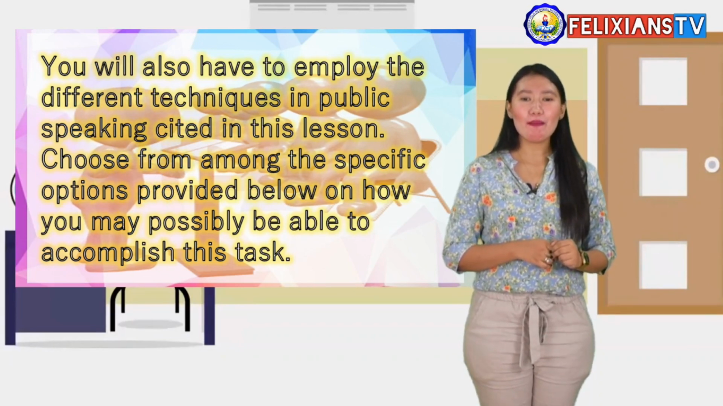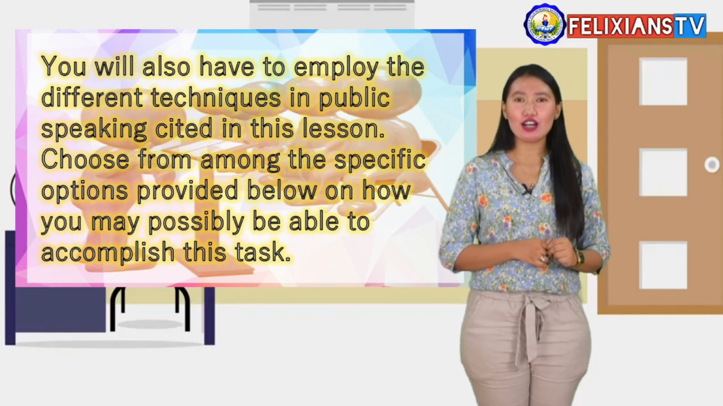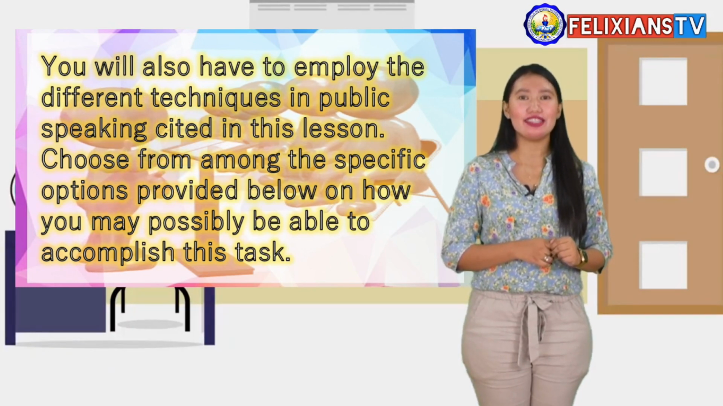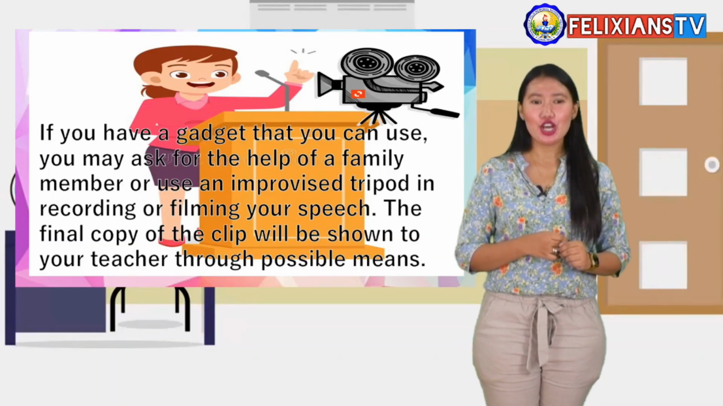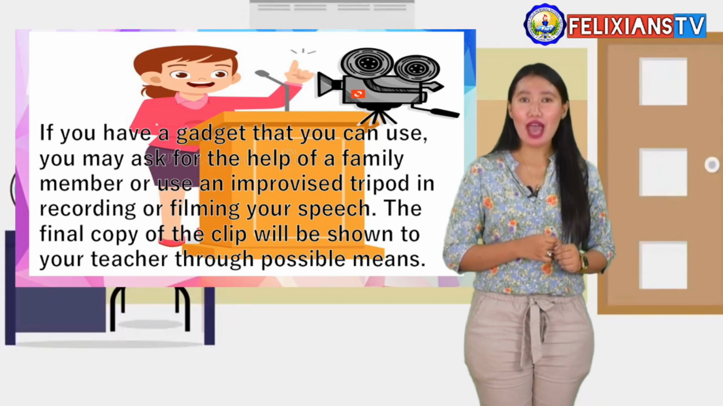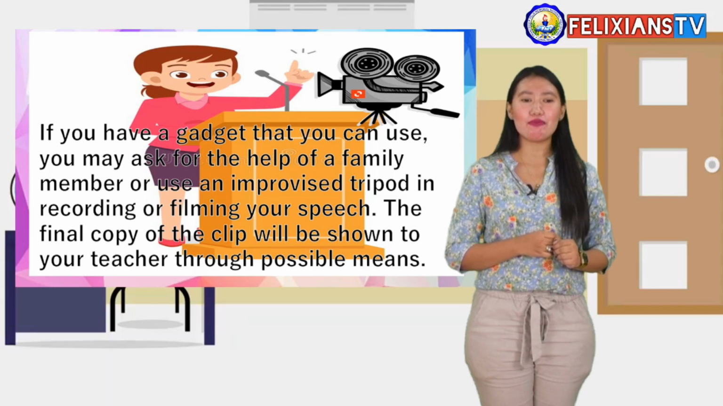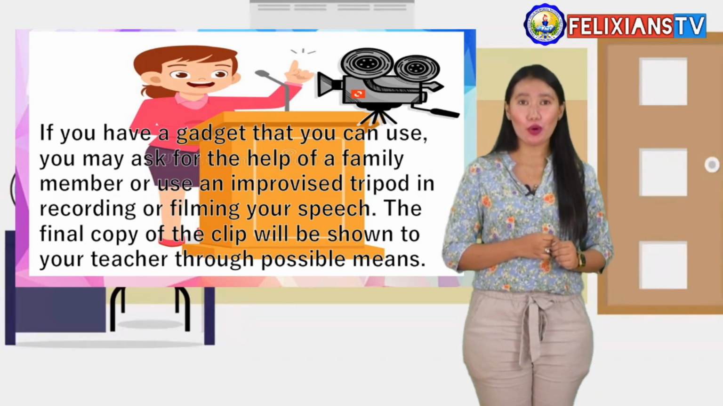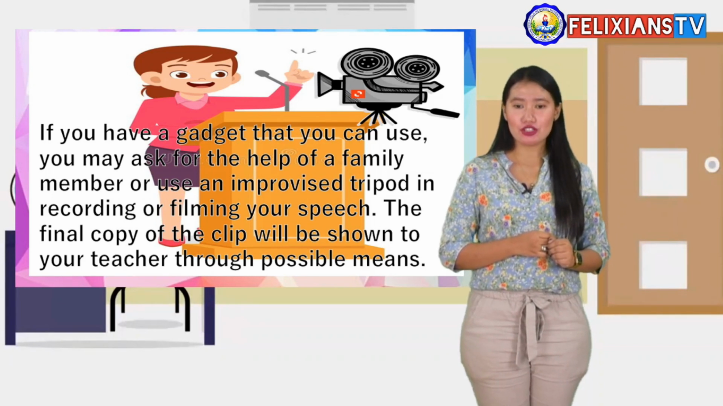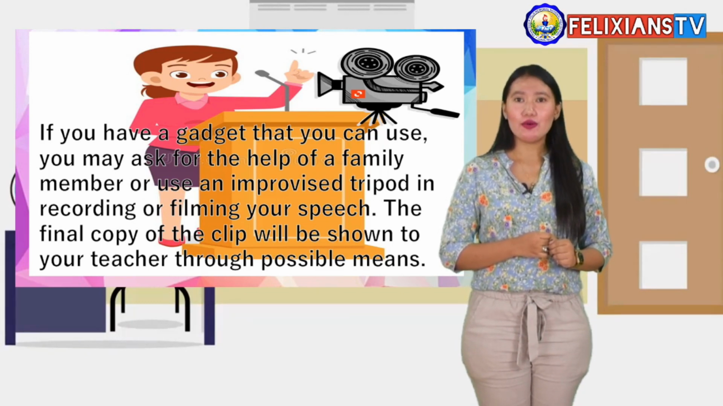Choose from among the specific options provided below on how you may possibly be able to accomplish this task. There are 2 choices in accomplishing this task. The first one is, if you have a gadget that you can use, you may ask for the help of a family member or use an improvised tripod in recording or filming your speech. The final copy of the clip will be shown to your teacher through possible means.